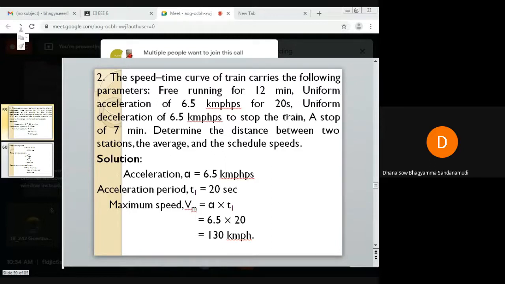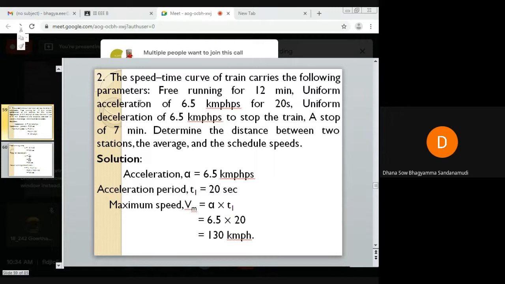Let us solve a few more problems. The next problem: the speed-time curve of a train carries the following parameters. Free running for 12 minutes. The free running time is given, that is 12 minutes. Uniform acceleration of 6.5 kilometers per hour per second for 20 seconds.